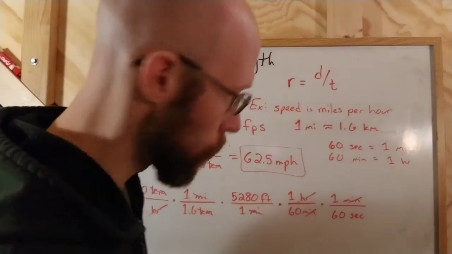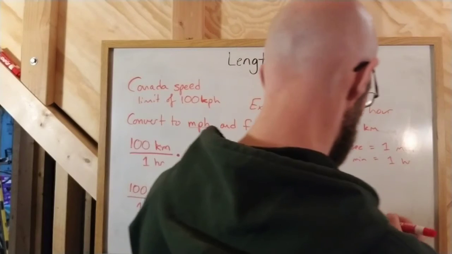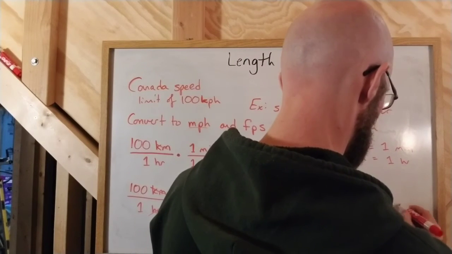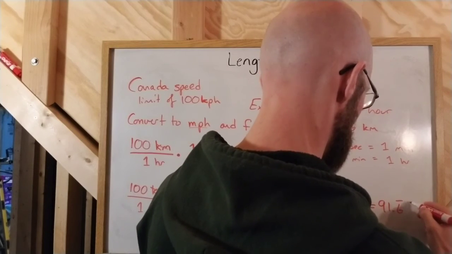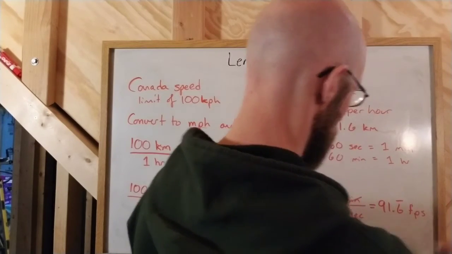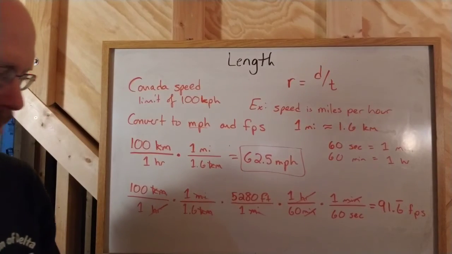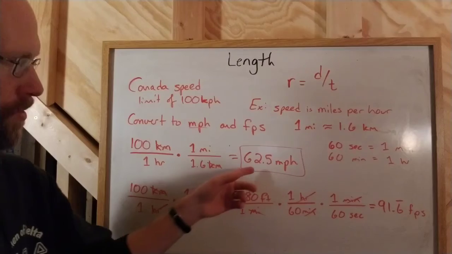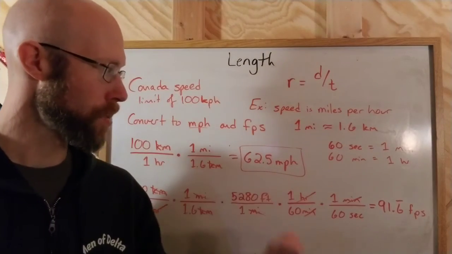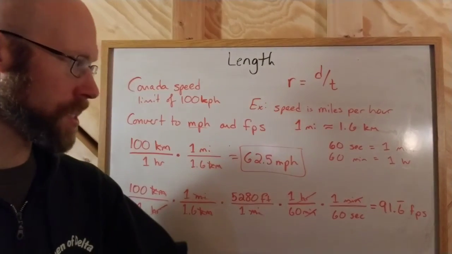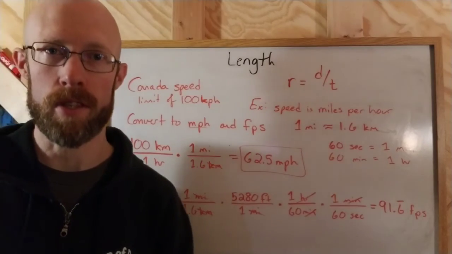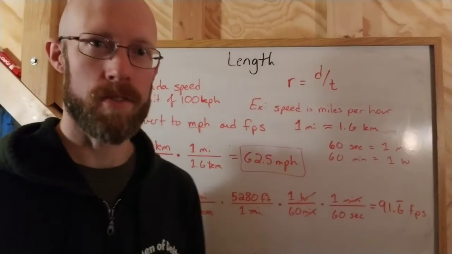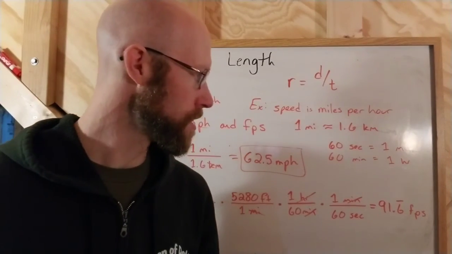So it's about 91 2/3, but I'll put it in decimal form. So it's 91.6 repeated feet per second. Okay. So if you're traveling at 100 kilometers per hour or 62.5 miles per hour, you're covering almost 92 feet in every second. Okay. Yeah, 92 feet is the distance from my house to the road out front.